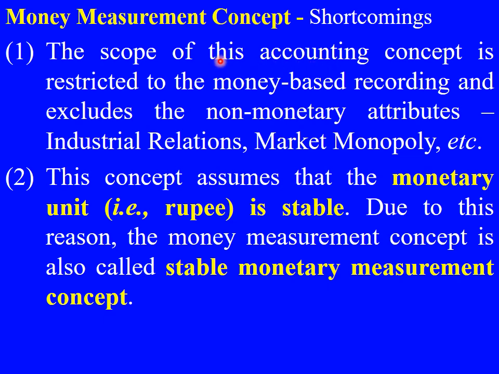Now the shortcomings of the money measurement concept. The scope of this accounting concept is restricted to money-based recording and excludes non-monetary attributes like industrial relations, market monopoly, etc. In our financial statements, we record transactions which are monetary in nature, but we do not recognize non-monetary transactions. That is the shortcoming of the money measurement concept.